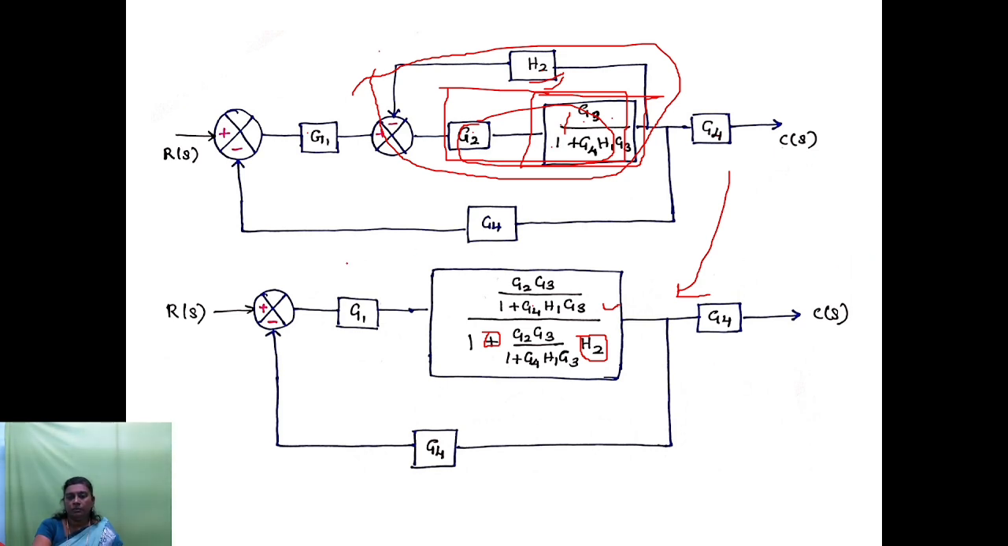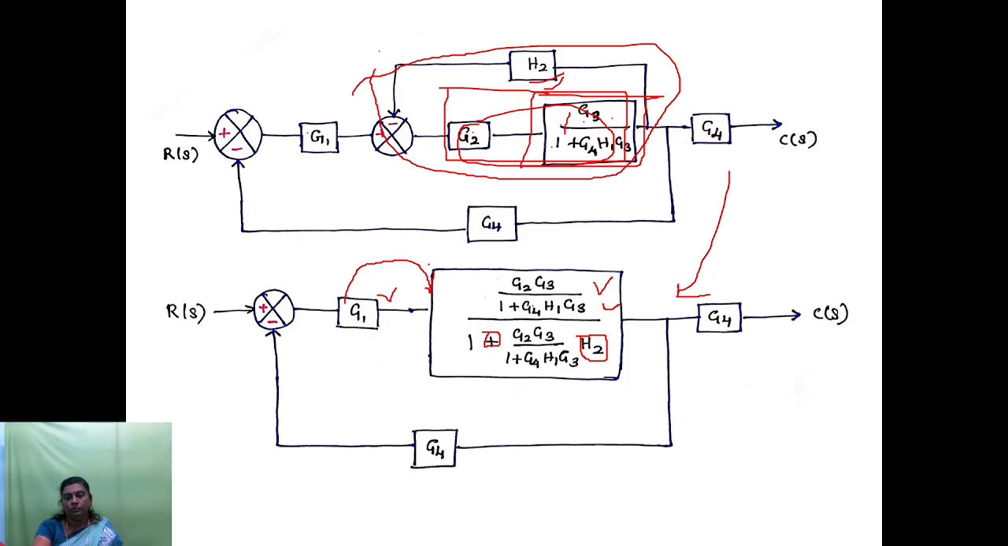And in the next step we can reduce these two blocks, because this block and this block are in series. If both the blocks are in cascade, we have to multiply the gain present in the blocks. So this will become G1 into the function G2 G3 divided by 1 plus G4 H1 G3, divided by 1 plus G2 G3 H2 divided by 1 plus G4 H1 G3.